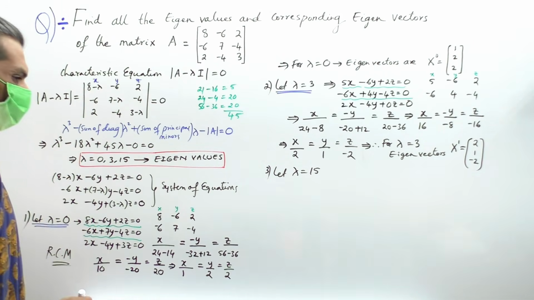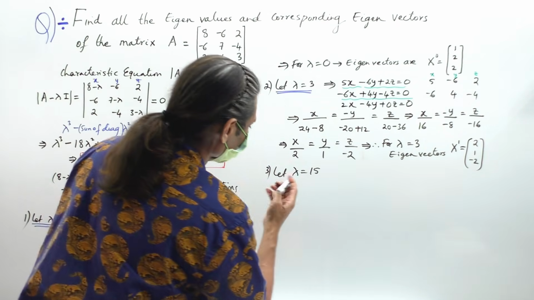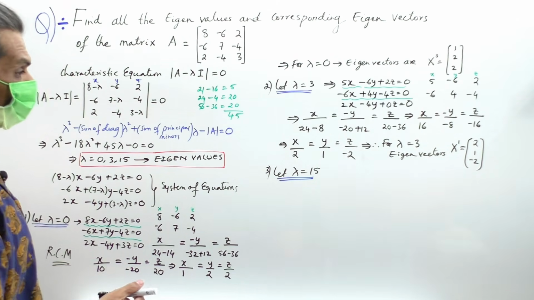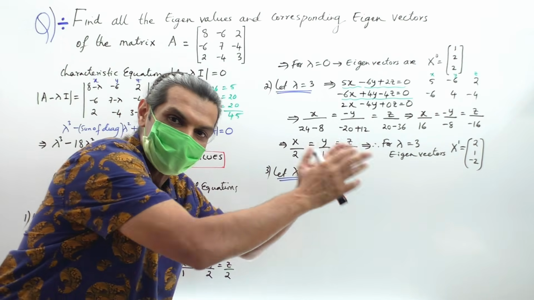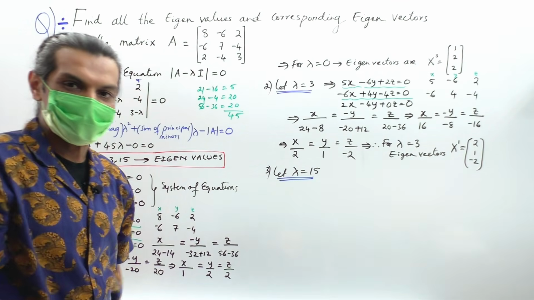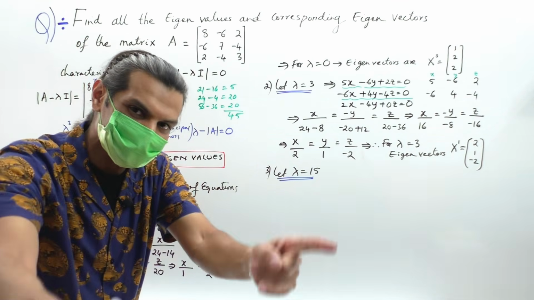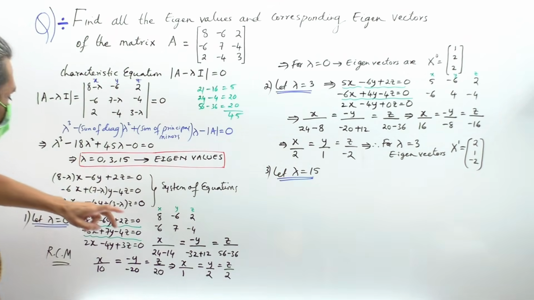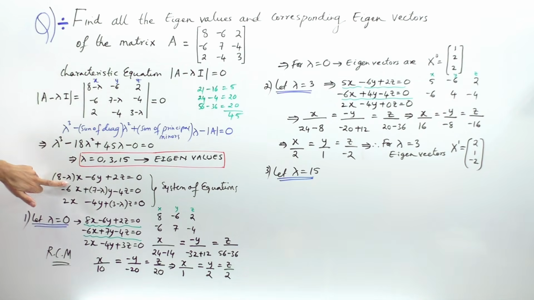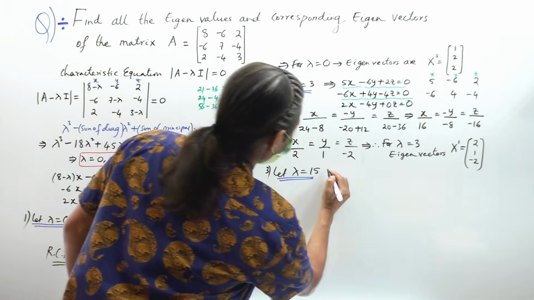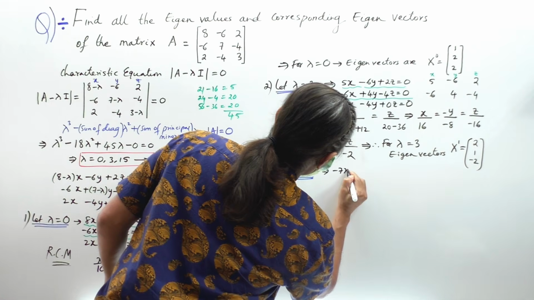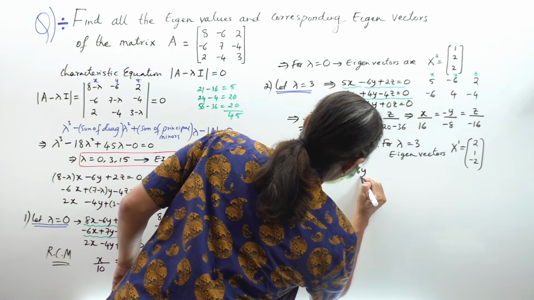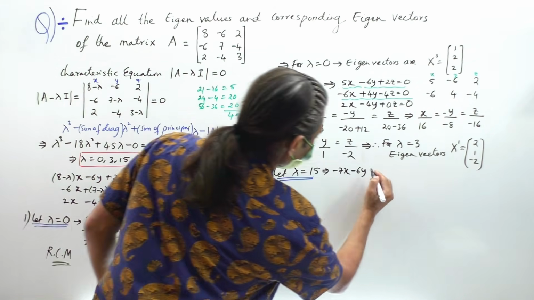We'll take this case now. So we'll find it for lambda is equal to 15. For lambda is equal to 15, again, what to do? Put 15. Watch carefully. Every step is the same. Only you need practice, practice and practice. Again, lambda is equal to 15. Put it here. What is 8 minus 15? Minus 7x. So it implies we have minus 7x, minus 6y plus 2z is equal to 0.